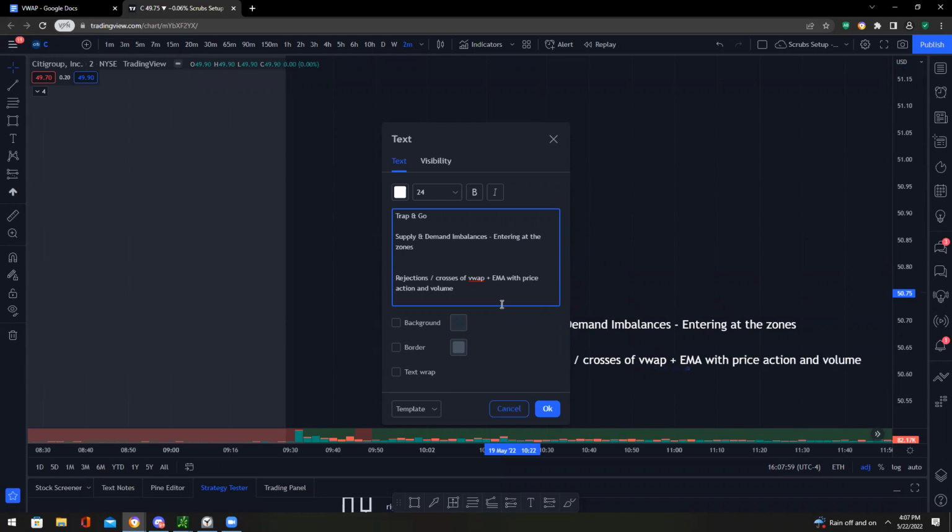So what we went over in the beginning of the session with the rejections and crossovers of VWAP and moving averages, that's definitely a good strategy I like to use. Another one, supply and demand stuff, I have an entirely different video on my YouTube if you want to check that out. Definitely one to really watch, especially if you're not used to it.